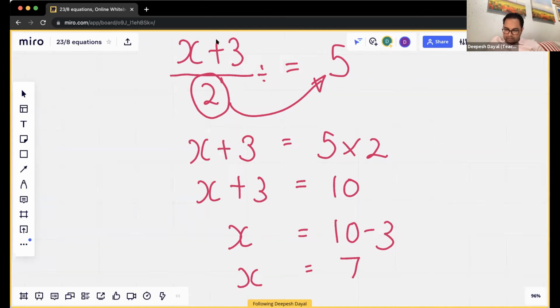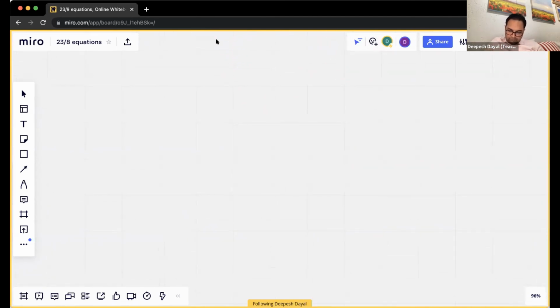Let's try another one then. Let's look at this one. 2x plus 5 over 3 equals 7. 2x plus 5 over 3 equals 7, and you need to solve for x. Your answer is 8.